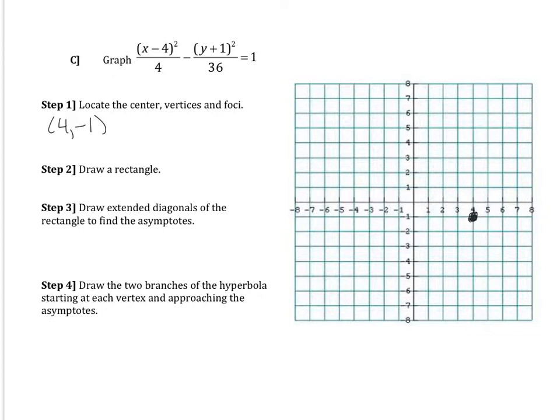Okay, and then applying what we learned from when we had centers at the origin, we're going to use the information that we have in our equation up here to draw our rectangle. And also it's good to note here that x is positive, right? So our transverse axis is horizontal. So it's a horizontal transverse, which means, again, our vertices are going to be on the horizontal axis of this hyperbola.